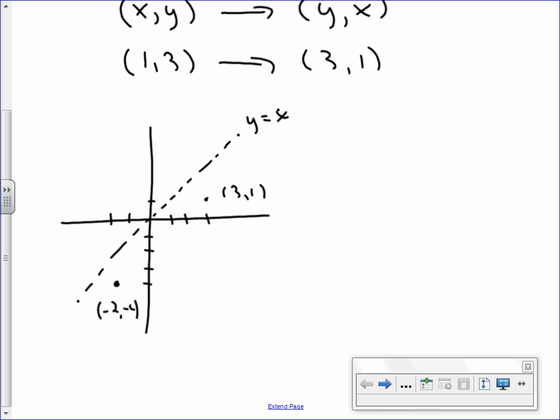Okay? If I want to reflect those points about this line, I'm simply going to flip the numbers around. And instead of having the point 3, 1, I'm going to have the point 1, 3. And instead of having the point -2, -4, I'm going to have the point -4, -2. That's all there is to it for reflecting about.